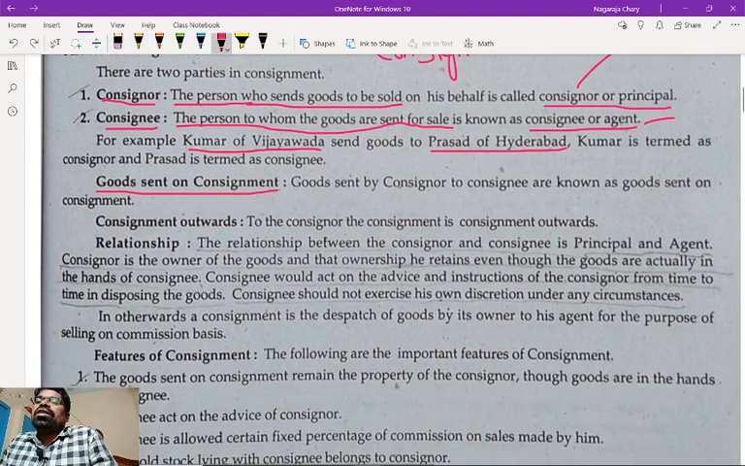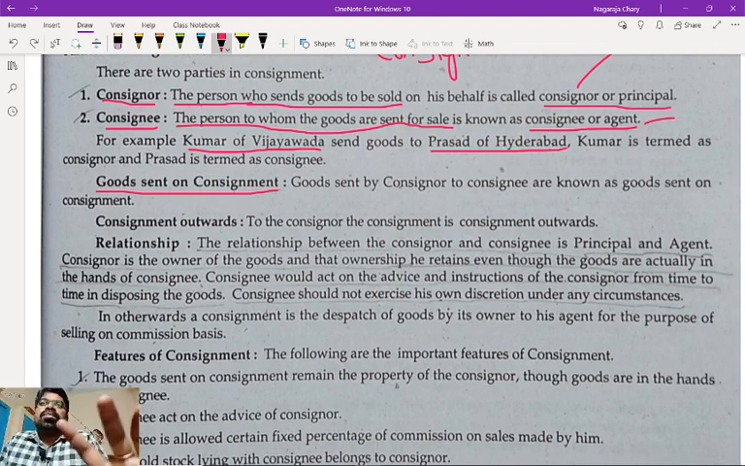Okay, right. So here we see the relationship between the two persons. The relationship between the consignor and consignee is principal and agent. The consignor is the owner of the goods, and that ownership he retains even though the goods are actually in the hands of the consignee. So whatever goods are held by the agent, the actual ownership remains with the owner.